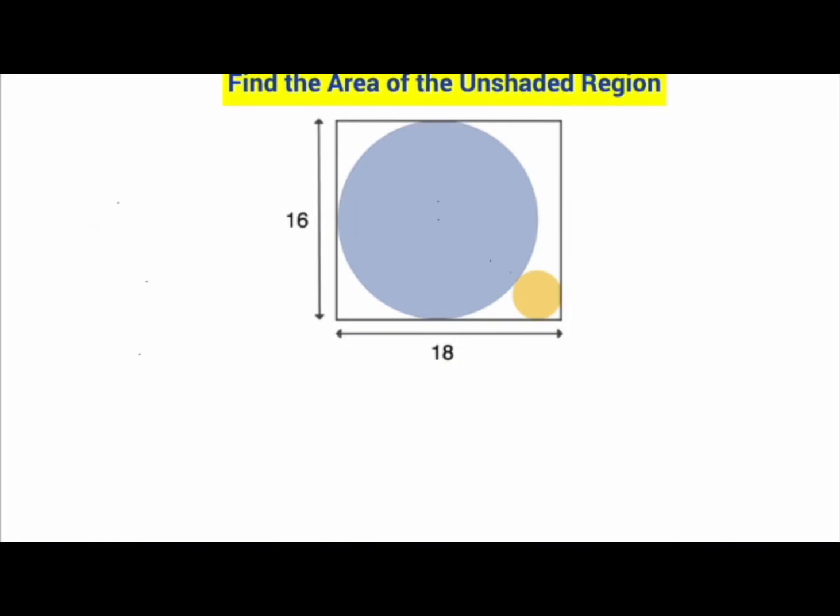All right, welcome back. In this problem, we're going to find the area of the unshaded region. The picture we have contains a rectangle, which is 16 by 18, and then we have two circles inside the rectangle that are tangent to the rectangle, meaning they touch at one point, and they're also tangent to each other. They touch at one point right down here.